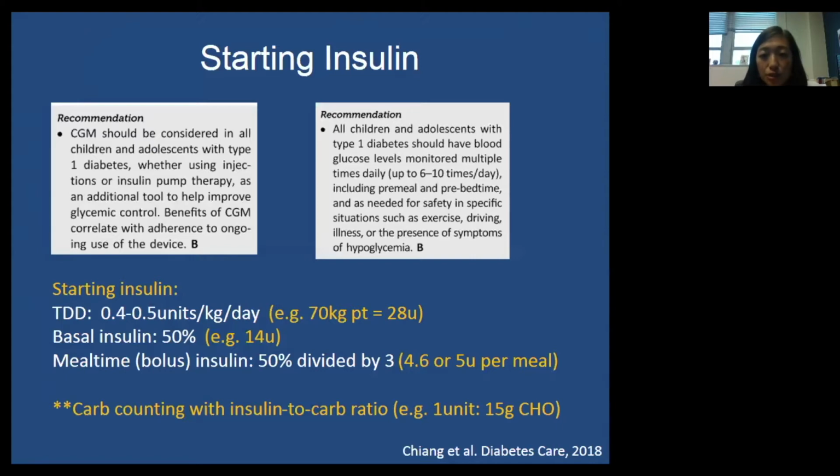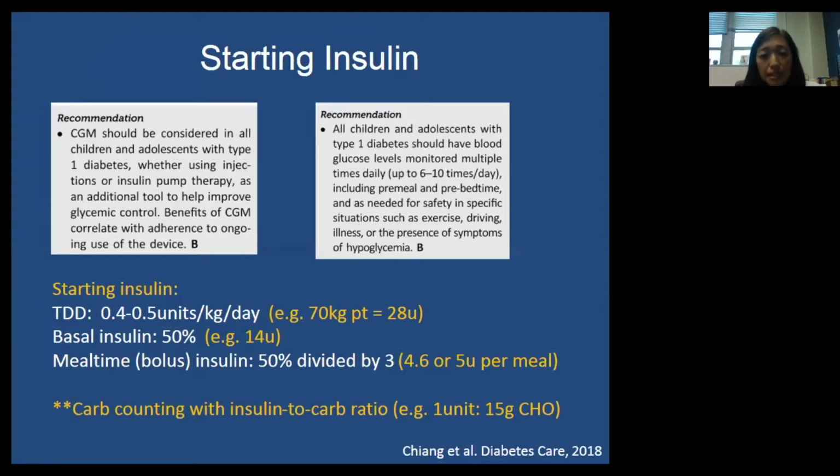All children and adolescents with type 1 should have blood glucose levels monitored multiple times a day. So many of you may struggle similarly as I do with getting your patients to even monitor their sugars 3 or 4 times a day before meals. But with type 1s, it's really recommended that they be checking 6, sometimes up to 10 times a day, including pre-meal, pre-bedtime, sometimes overnight for safety if they have overnight hypoglycemia, and then if they have any kind of different or irregular activities going on, like exercise or illness or any symptoms of hypoglycemia.